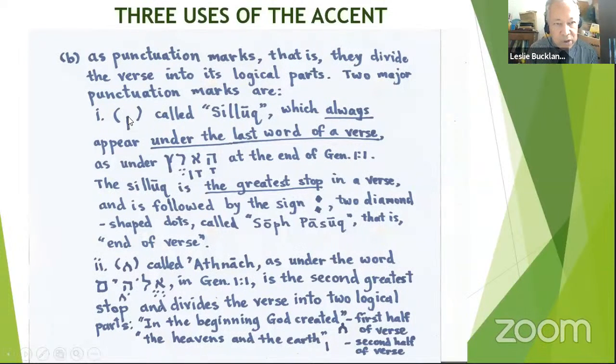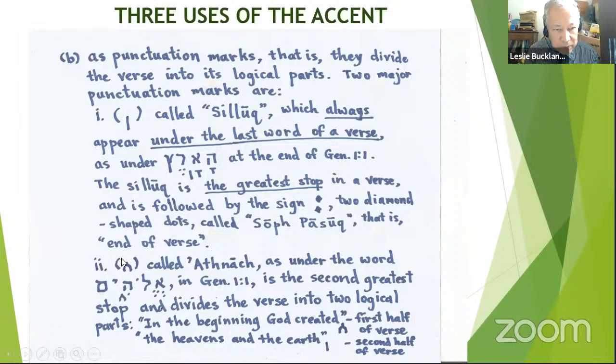The siluk is the greatest stop in a verse. This accent symbol, which is a punctuation mark, is the greatest stop in a verse and is followed by the sign, two diamond-shaped dots called sof pasuk. That is, in English, end of verse. So this accent mark indicates where the verse ends. It's a punctuation mark. It indicates where the end of the verse is.